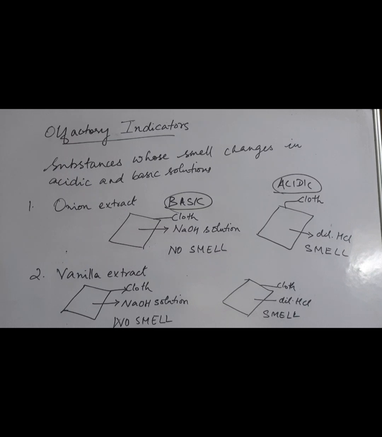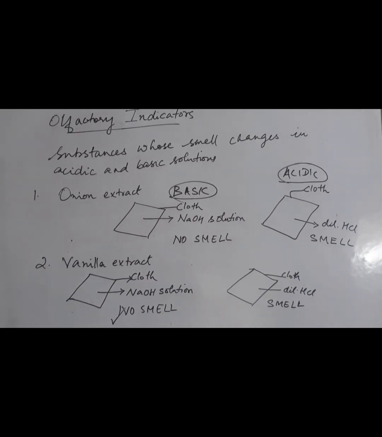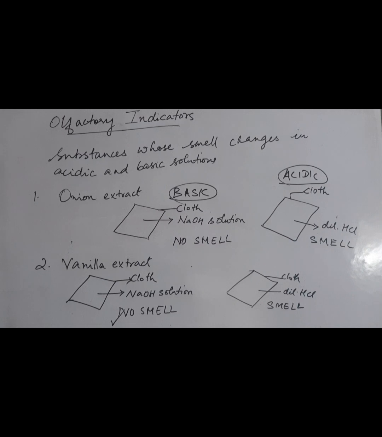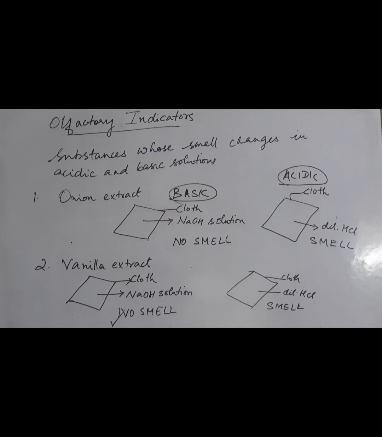So in short, we can say that regarding onion, it will not give the characteristic smell in basic, and onion extract will give the characteristic smell in acidic. In the case of vanilla extract, there won't be any characteristic smell in basic. But in the case of acidic, you will get that smell of vanilla extract. Okay, these two are what you need to learn from olfactory indicators. Hope it's clear. So regarding indicators, this much you need to learn.